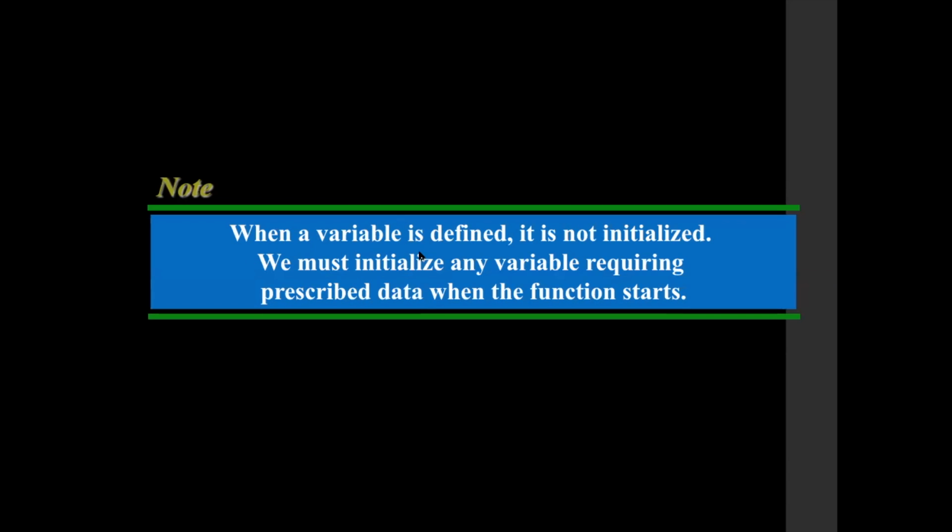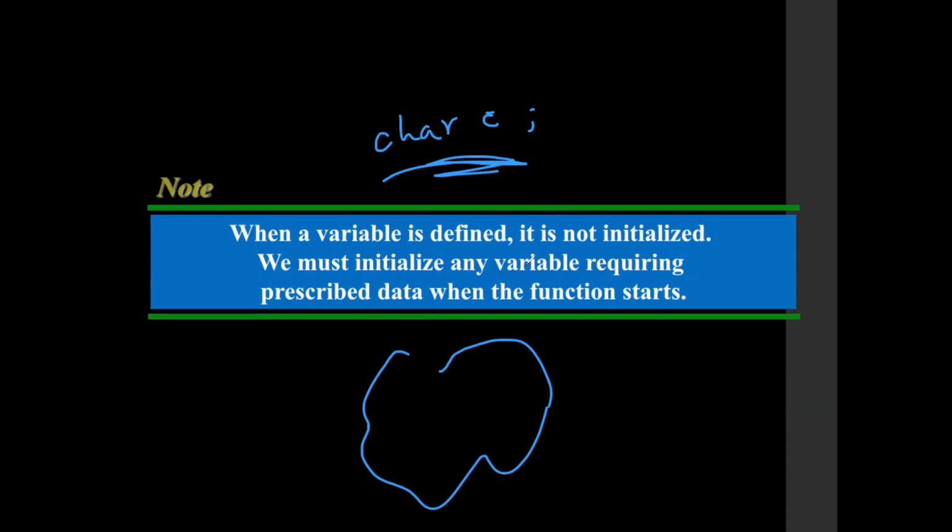Call out: when a variable is defined, it is not initialized. So we must initialize a variable requiring prescribed data when the function starts. Let's say you're doing char C, okay? This is what we call a declaration. This declaration doesn't have any assignments associated with it, so there's no initialization at all.